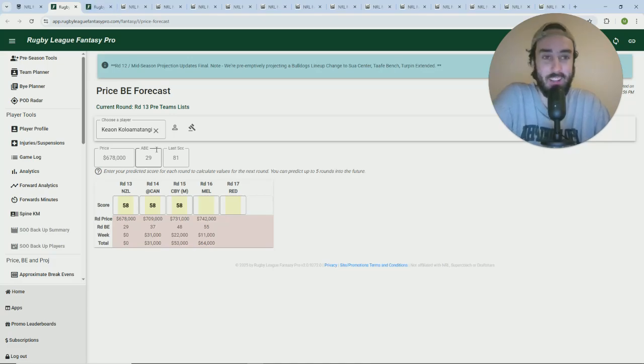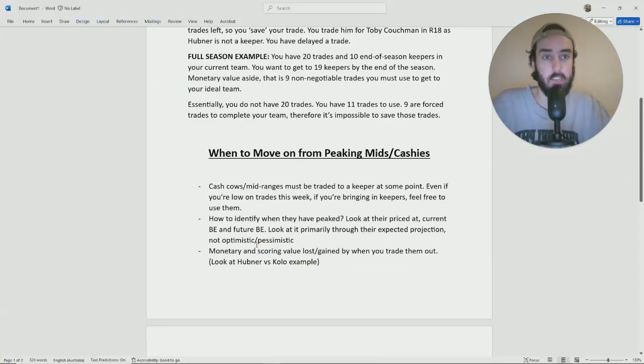44k was it? I think. Yeah, I think it was 44k. Too many numbers. And then 57 points over that time. So if you don't make that trade now, you can reasonably expect to lose out on 44k of monetary value and 57 points of value. So even though Hubner hasn't necessarily peaked, if there is a better option out there, you can make that trade pretty comfortably, knowing that Koloamatangi is going to perform much better monetarily and scoring wise over that time.